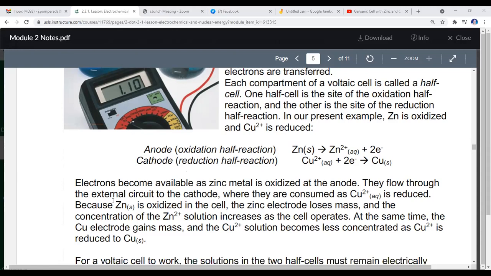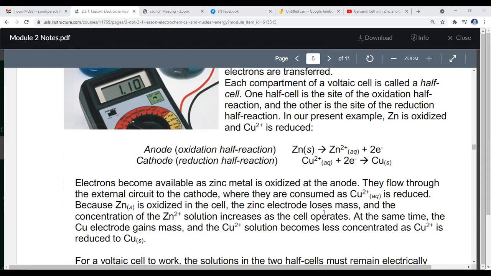So there is this mention again of an external circuit that allows these electrons made available in the solution of the anode to transfer to the other side. And there is what we call the external circuit. Now, they are consumed as copper 2 plus is reduced. What does this mean? The electrons that are available in your anode are made available because it's your zinc metal that gives these electrons away.